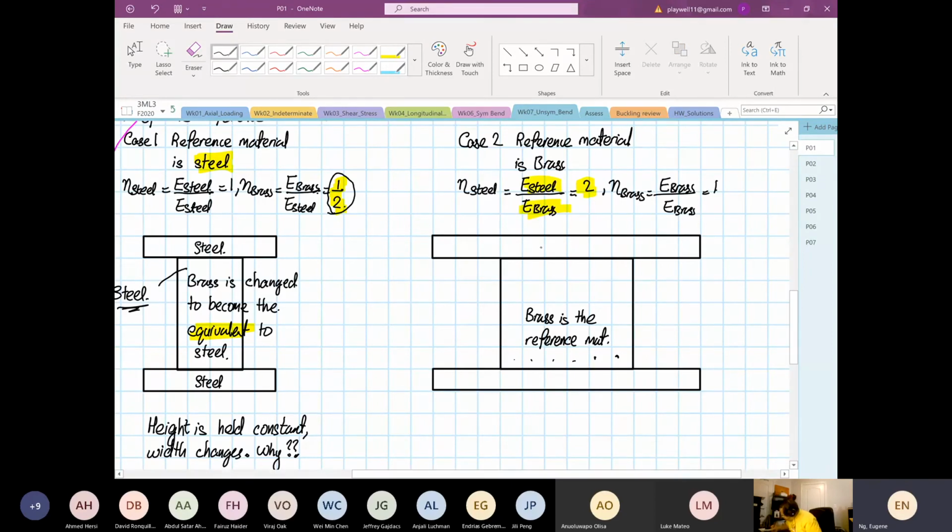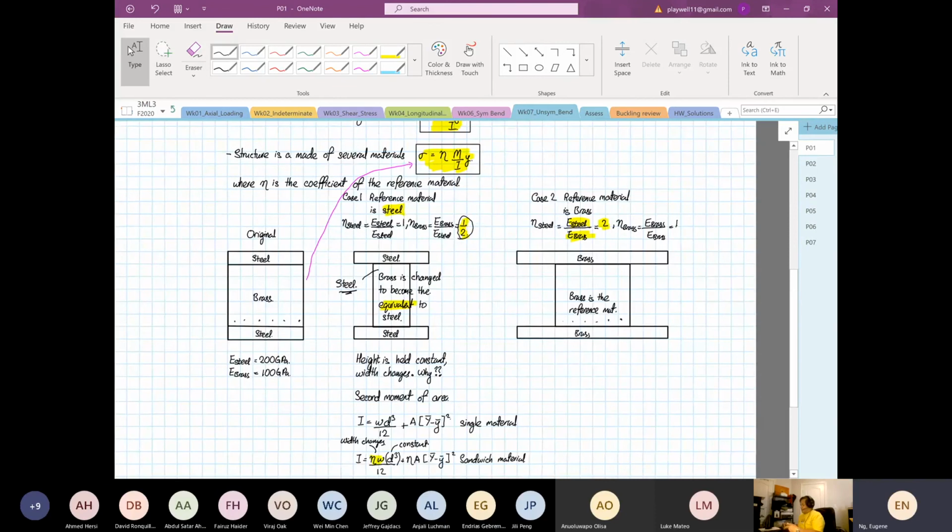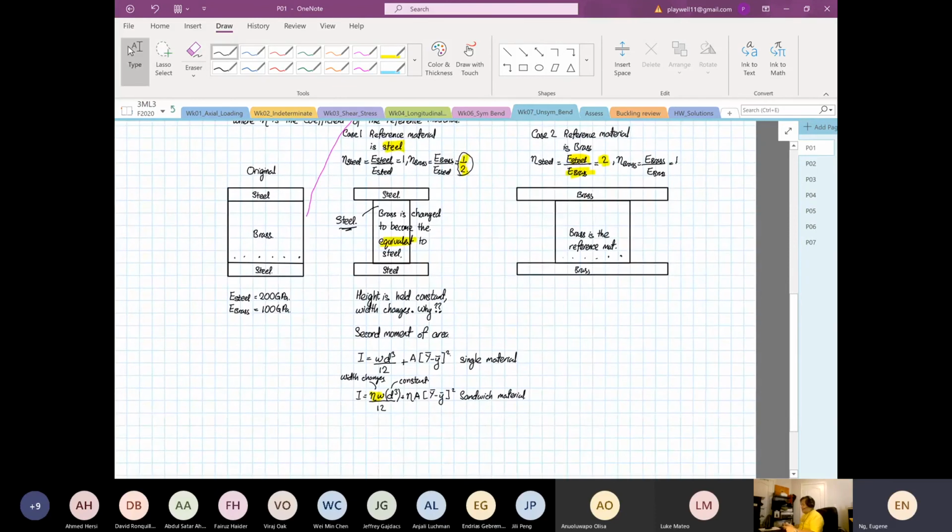So now this is brass, and this is brass. Either way, your answer will be the same. You can see from here, your second moment of area will change.